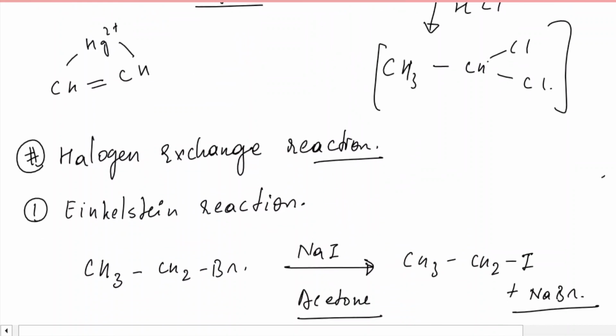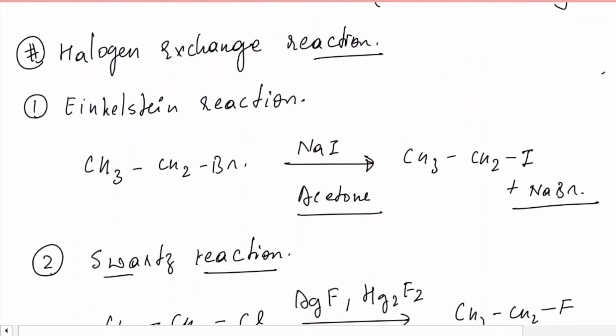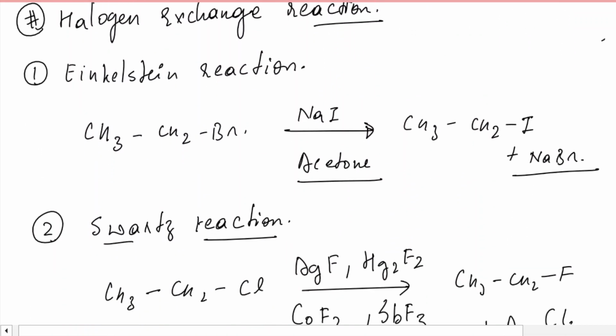Further, next one is the halogen exchange reaction, that is Finkelstein reaction and Swarts reaction. Finkelstein reaction is for NaI in the presence of acetone. Haloalkane is reacted with NaI in the presence of acetone, and it yields the formation of CH3CH2I plus NaBr. The acetone used here has two functions. First, it acts as a solvent, and second, it helps in the reaction getting completed.